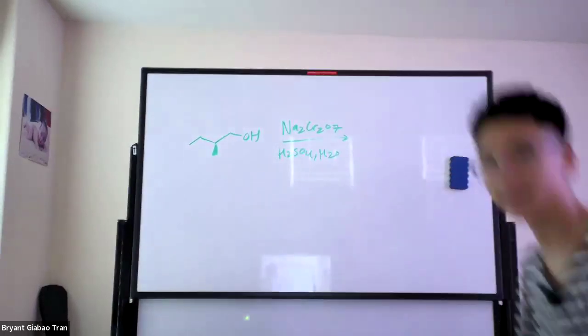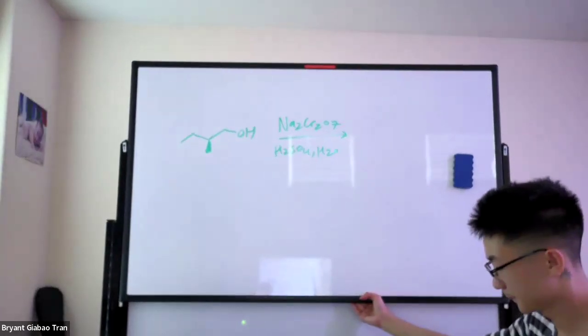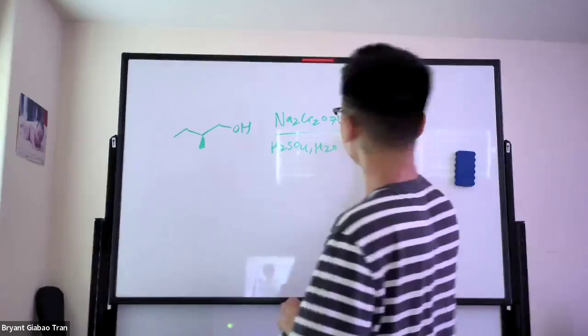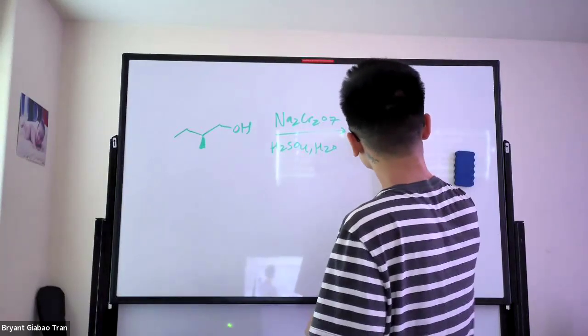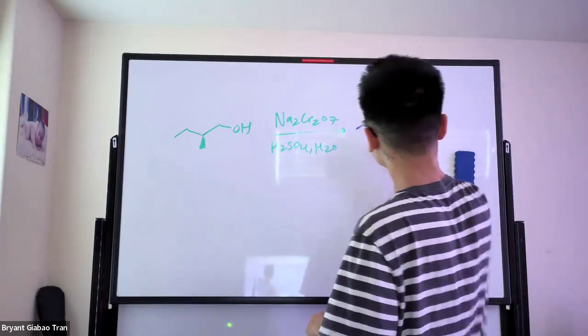Okay, think about this one here. Is this Jones? Yeah, this is Jones reagent. So, okay, chromium, that is a strong oxidizing agent. So this goes to carboxylic acid. Yeah, a strong oxidizing agent reacting with a primary alcohol goes to a carboxylic acid.